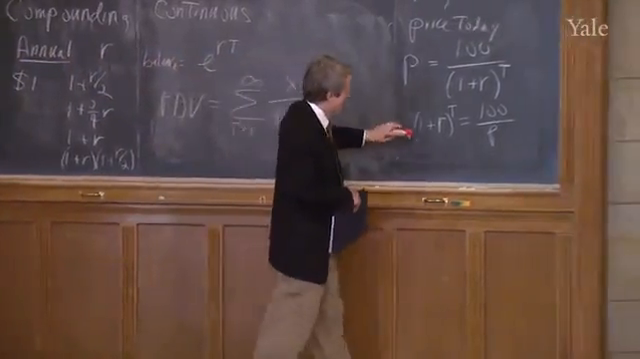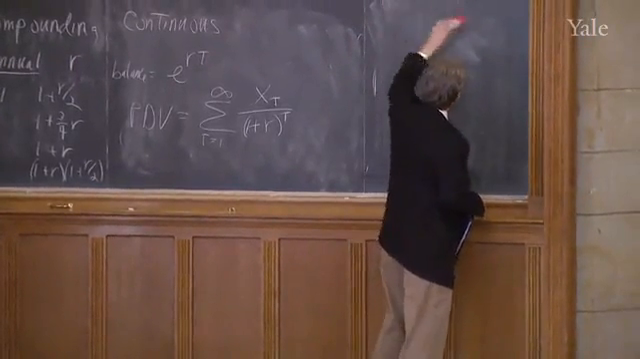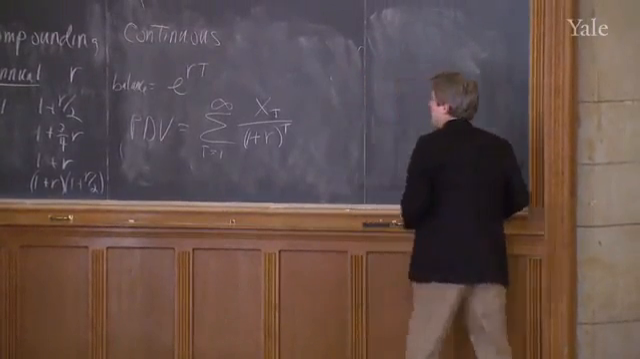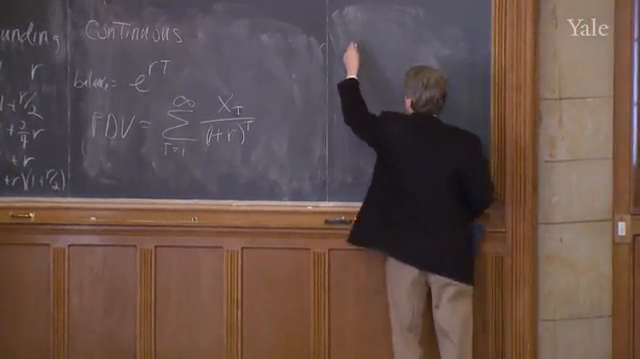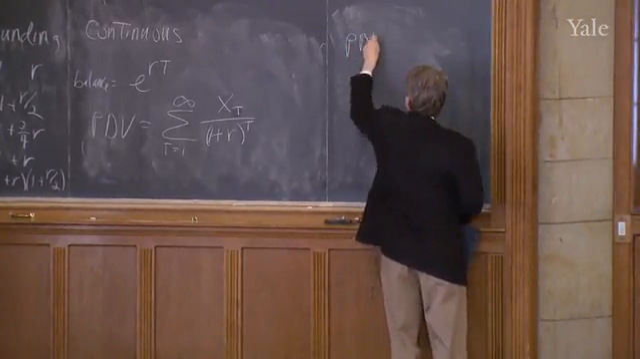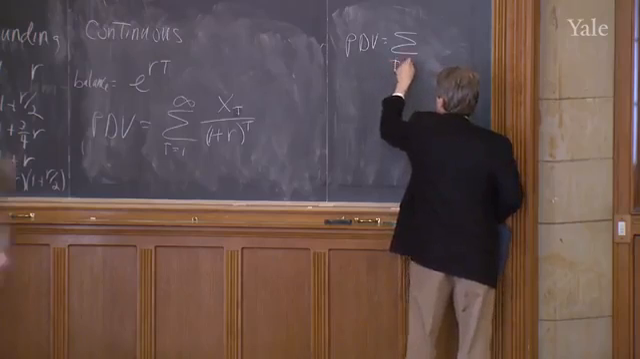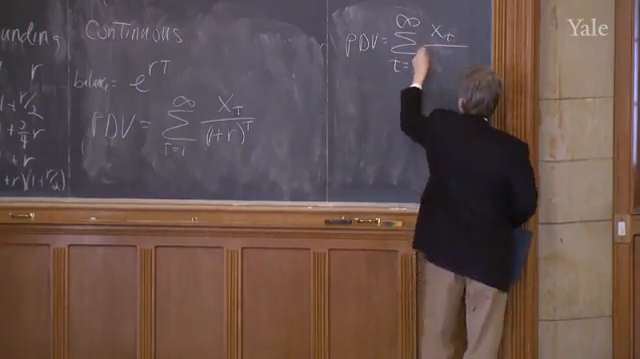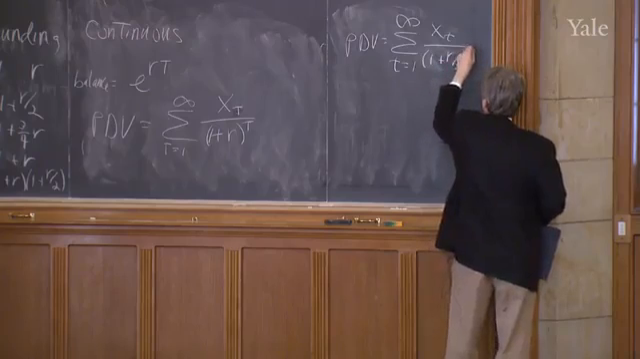And that's the present discounted value for annual compounding of annual payments. And suppose the payments are coming in every 6 months, as they do with corporate bonds, then it might be natural to do compounding every 6 months. So then PDV is equal to the summation from T equals 1 to infinity of X sub T all over 1 plus R over 2 to the T.